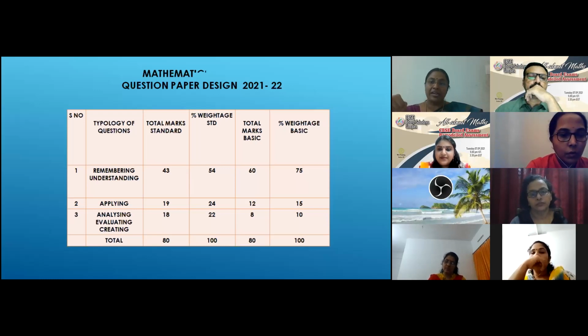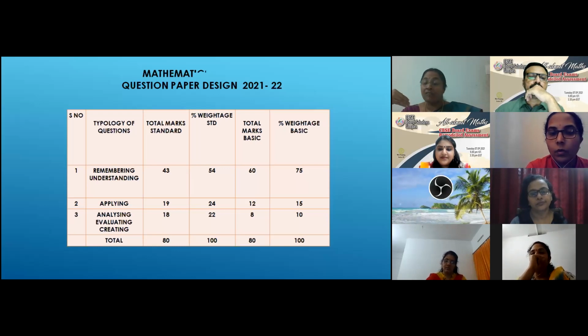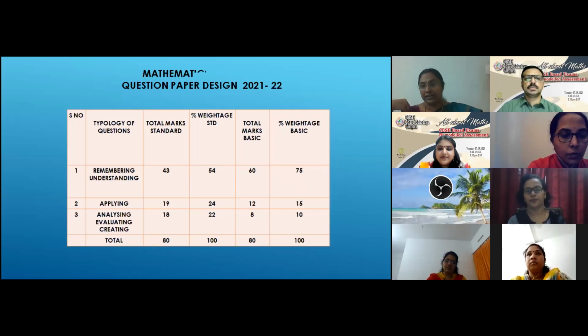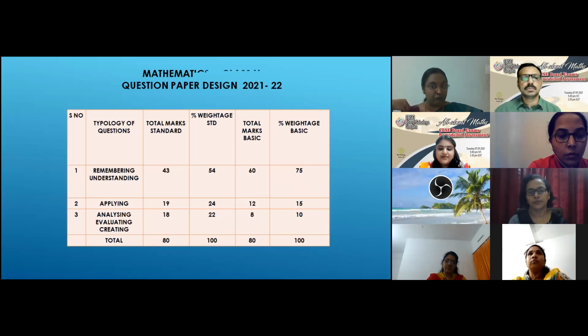This they have given on March 31st out of 80, because CBSE was not having a plan to split it into 2 terms. They have given us 80. But here, what I am focusing on is the percentage weightage. The percentage weightage is the important thing for us, because for standard, remembering and understanding questions will be 54%, applying it is 24%, and the third one will be 22%.